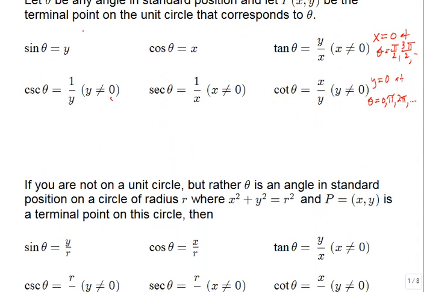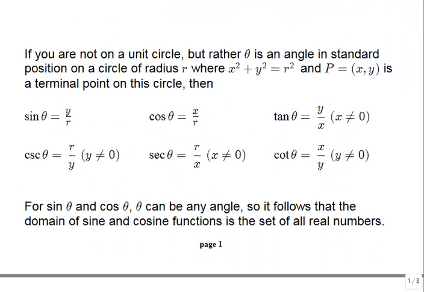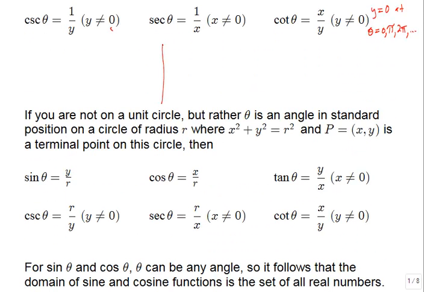Now these definitions assume that you are on a unit circle, but the same definitions apply even if you're not on a unit circle. So suppose that we're on a circle of radius r, where P is the terminal point on that circle. This time we would be talking about a picture that looks like this, and we still have this angle theta and this terminal point, but this time our radius is r. If you imagine dropping a perpendicular down, we're looking at a little right triangle where the horizontal leg is x, the vertical leg is y, and this time the hypotenuse is r.